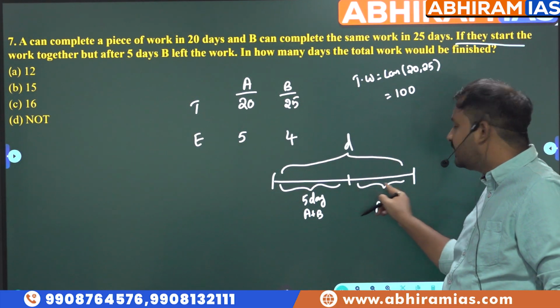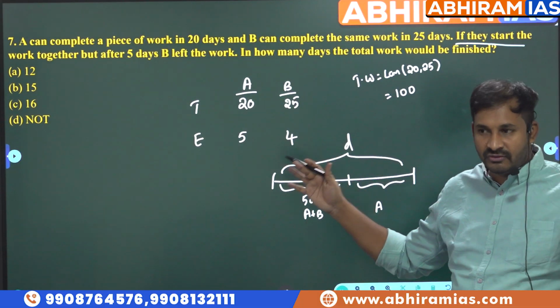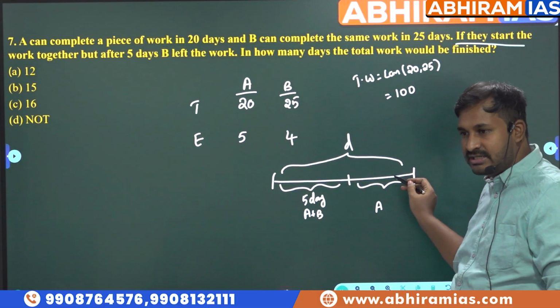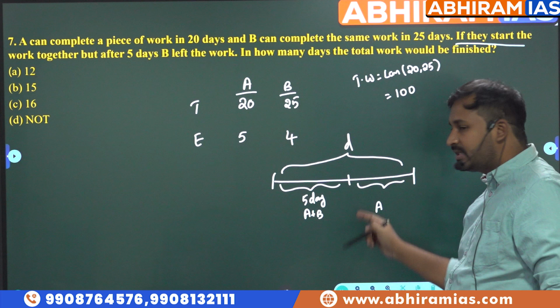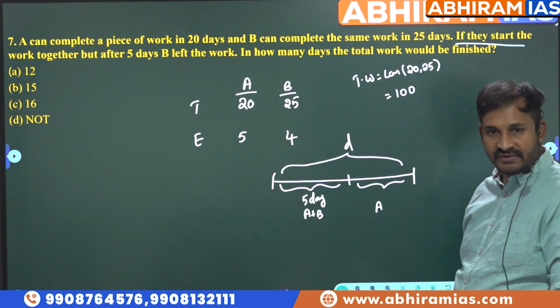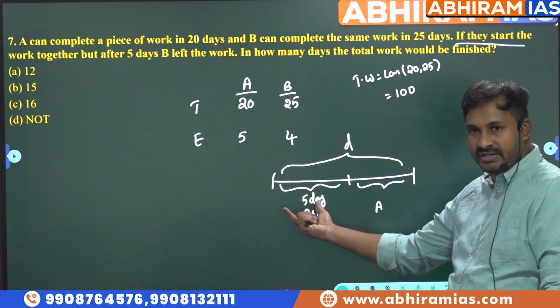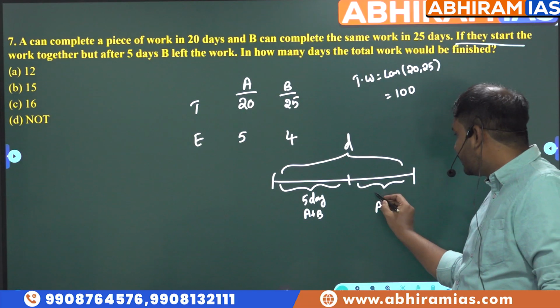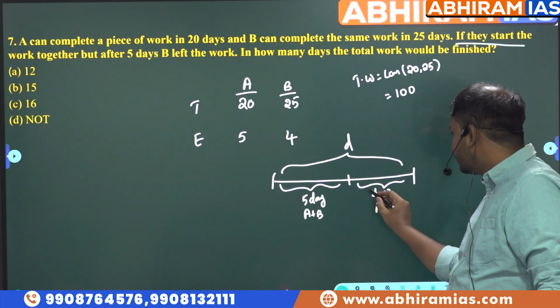They asked me the total work, right? So, I have assumed this as D. If this is D, what about this time? D minus 5. Why? Because if I remove the first 5 days from D, I will be left with D minus 5 days.